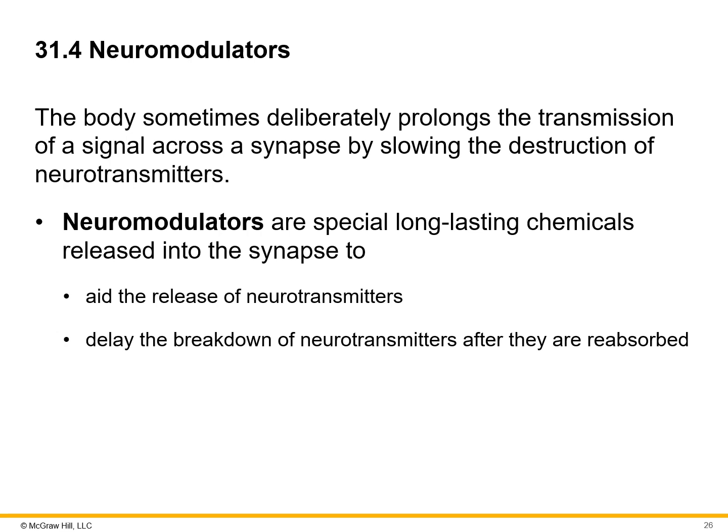All right, we also have what are called neuromodulators. Again, the body sometimes deliberately prolongs the transmission of a signal by slowing the destruction of the neurotransmitters. Those are called neuromodulators. So there are special long-lasting chemicals that aid in the release of neurotransmitters and/or delay the breakdown of neurotransmitters. So either way, whether it's causing the release of them or it's stopping the breakdown once they get in the synapse, it's causing that signal to stay in the synapse longer to prolong the signal that's there.